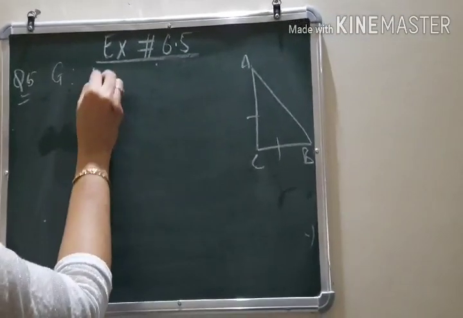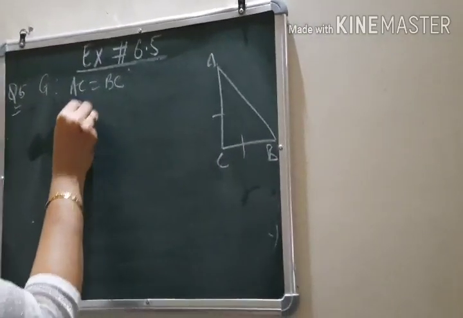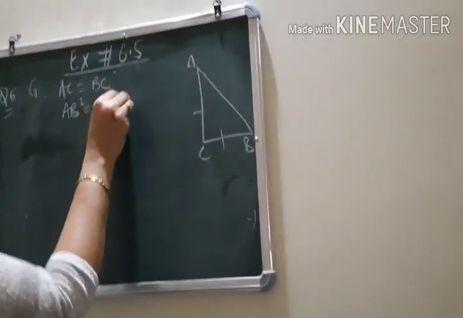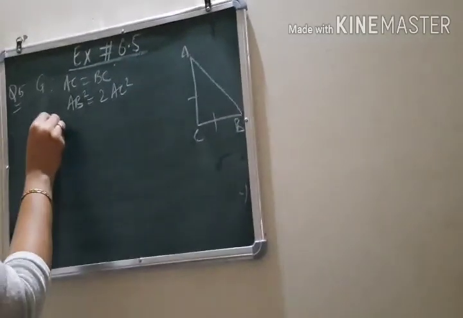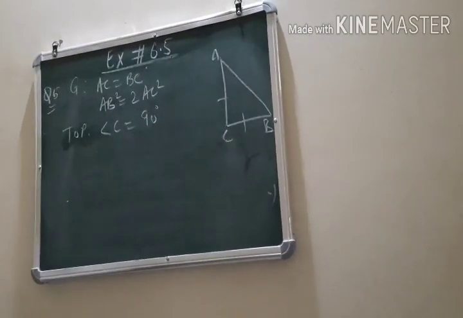Given AC is equal to BC and AB square is equal to 2AC square. You have to prove that angle C is 90 degrees. This we have to prove. This is the converse of the previous question.